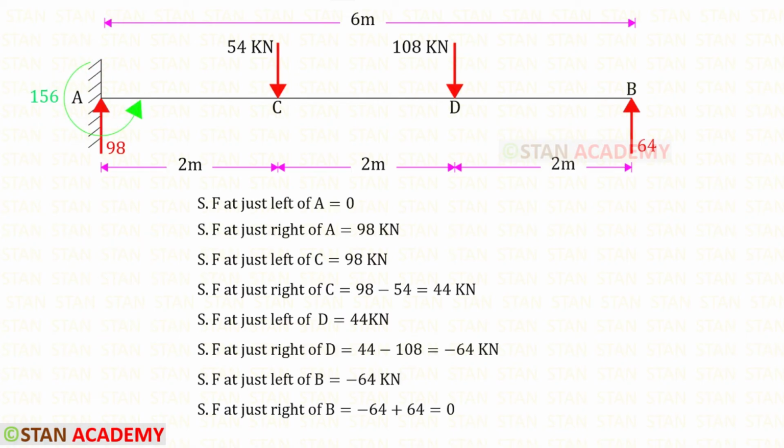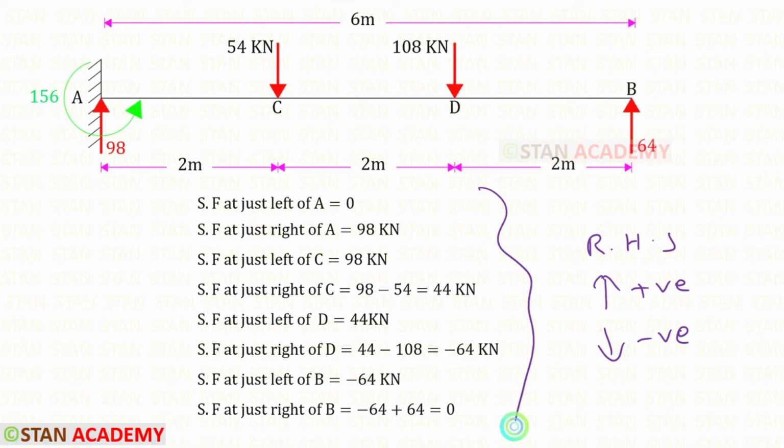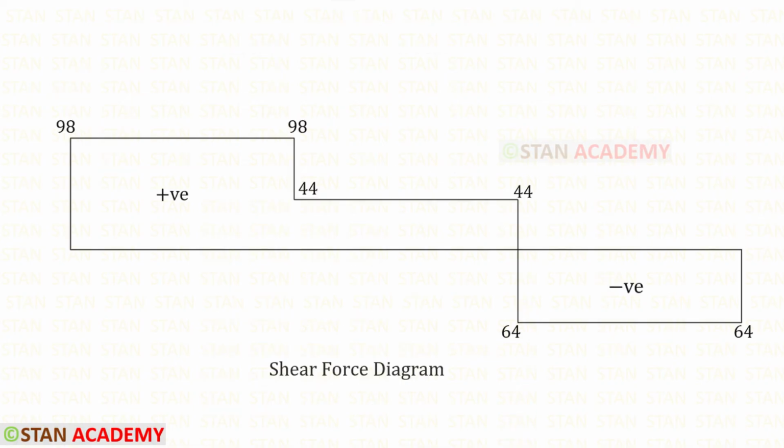Now let us use the right hand side rule and find the shear force values. We know that in the right hand side rule, upwards will be positive and downwards will be negative. Here you can see the shear force calculations. Here you can see the shear force diagram.